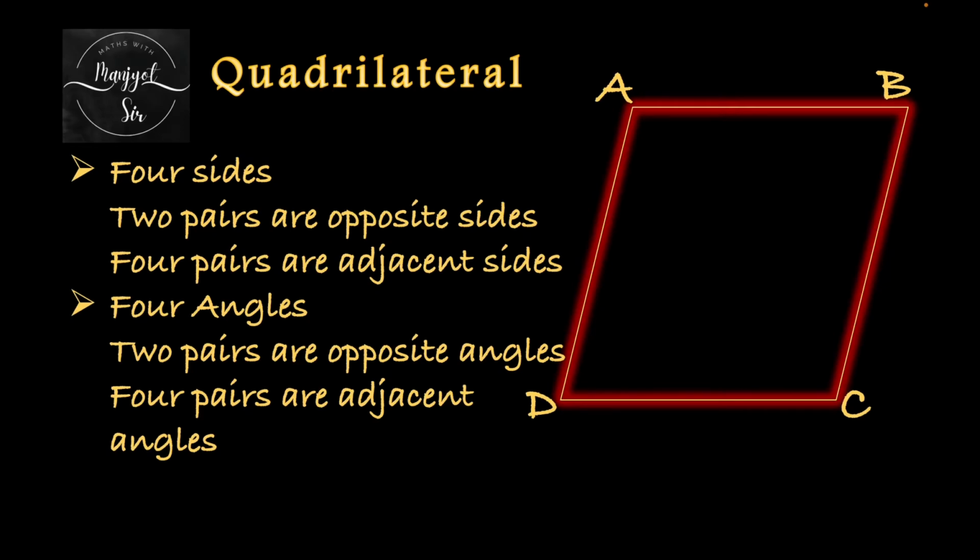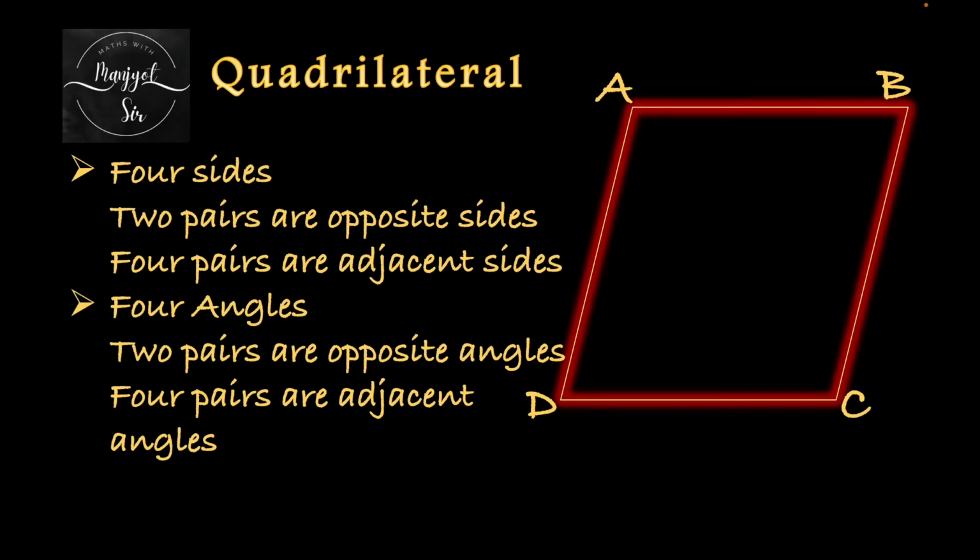See, if you observe angle A, the adjacent angle of angle A is B. So A and B are adjacent angles. Then if you observe B, B and C are adjacent angles. Then if you observe C, C and D are adjacent angles. And lastly we have D and A as adjacent angles. So there are two pairs of opposite angles and there are four pairs of adjacent angles.